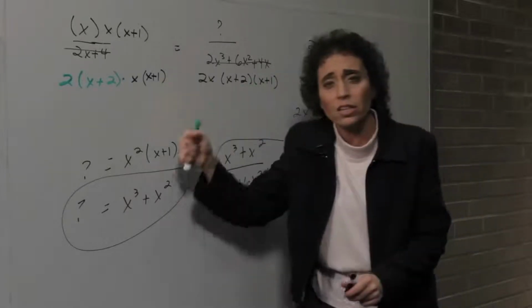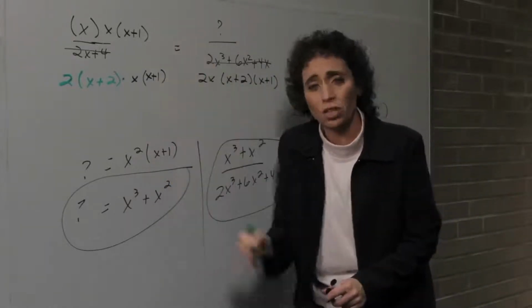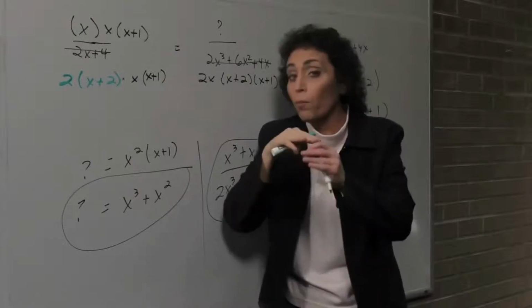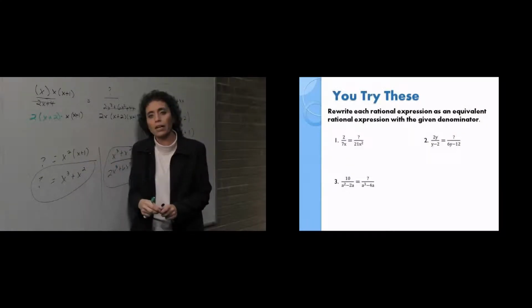So you have to factor the denominators and then multiply by what's missing. So there are 3 problems left for this whole mod. Okay, finish those off, and we'll come back and talk about them.